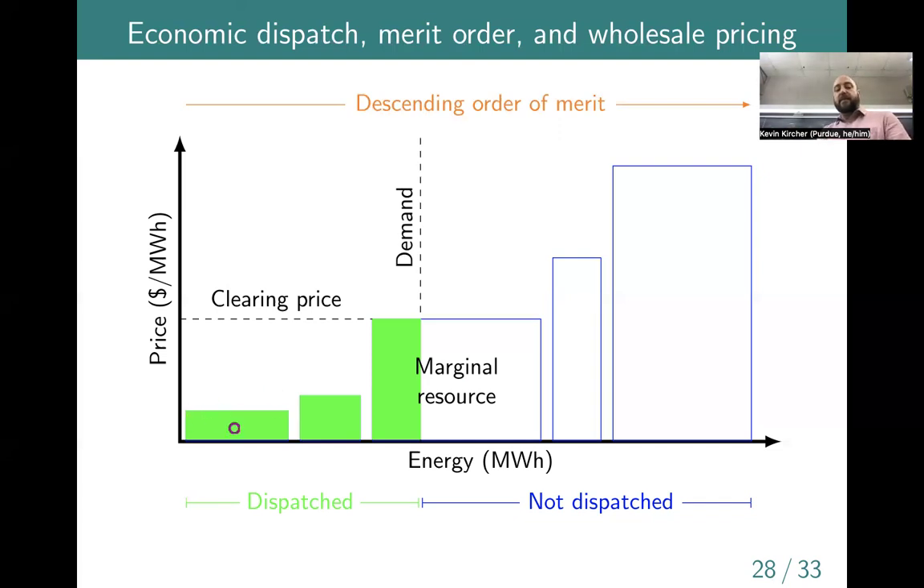So if this one was much, much bigger, I guess you don't want to get too big to the point where you become the marginal resource. At that point, you lose this gap between you and the more expensive generator that sets the price.